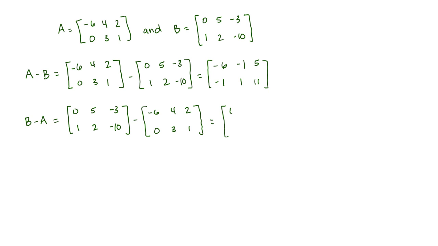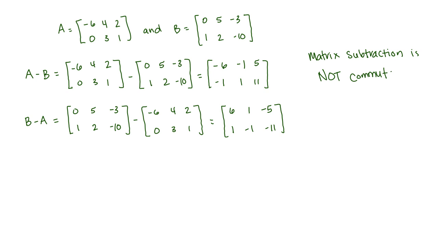If we subtract these matrices in the other order, so instead of A on the left and B on the right, if we do B minus A, do we get the same answer? So you're still subtracting corresponding entries, but what you notice is that A minus B and B minus A are not the same matrix. They're similar, but they're not equal. So the takeaway from this is that matrix subtraction is not commutative. And that shouldn't be surprising because we know that subtraction with real numbers is also not commutative. So in other words, A minus B does not equal B minus A.